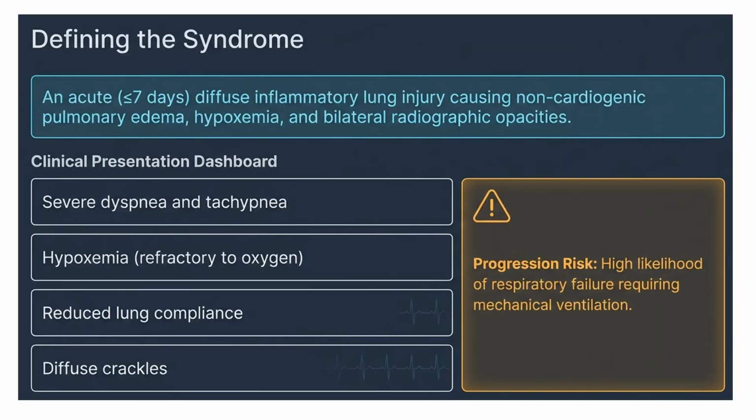What is ARDS or acute respiratory distress syndrome? In less than 7 days, diffuse inflammatory injury occurs that leads to non-cardiogenic pulmonary edema, which leads to hypoxemia and bilateral radiographic opacities. That is the syndrome definition. The clinical presentation is mainly severe dyspnea, tachypnea, hypoxemia, reduced lung compliance and bilateral diffuse crackles. This is almost always similar to pulmonary edema, but here the problem is non-cardiogenic pulmonary edema. Most of these patients need mechanical ventilation. Okay, so we'll see the next slide.